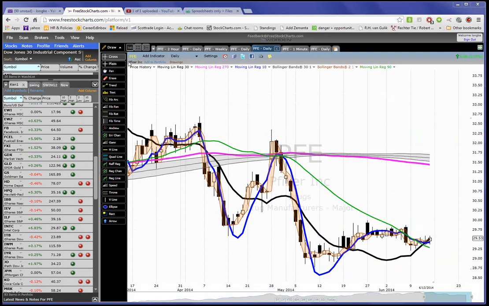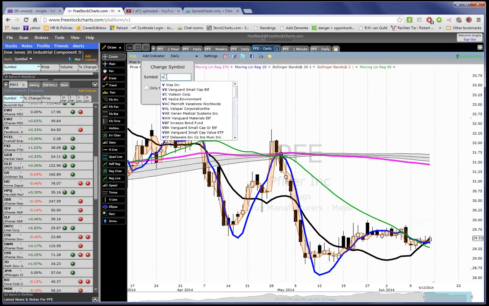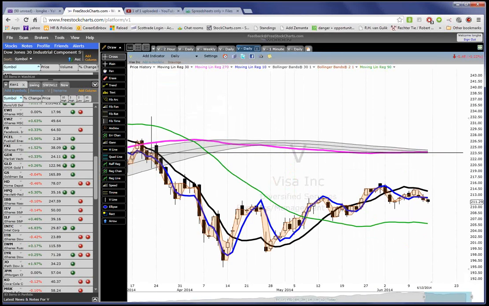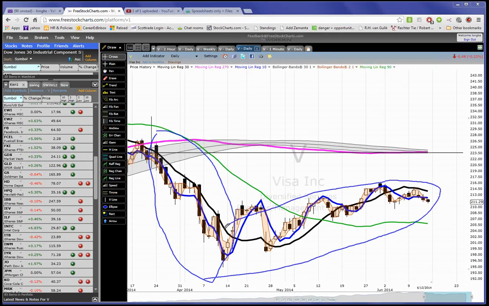Next one we'll look at is Visa. I like Visa even more because after this sell-off period, we've had a nice regime of upward movement, and yet we still have a very favorable distance between the 270 and the 10. This last pullback of the last 3 days has brought it right back to the most recent support level. So we have Visa in a perfect critical state.